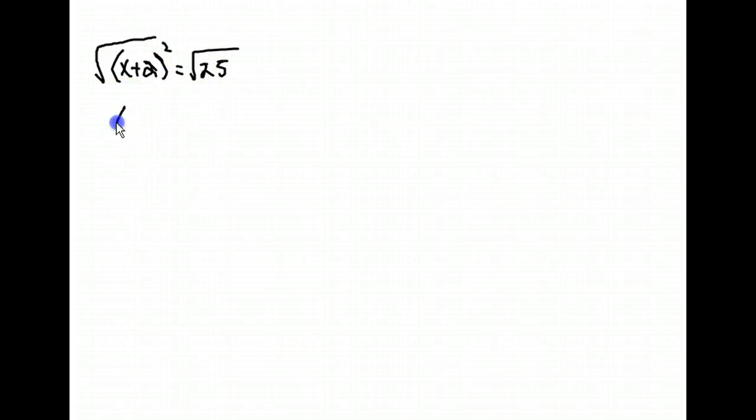So let's say you were given (x plus 2) squared, and that equals 25. So what you would do is you square root both sides to get rid of the square, and you'll just end up with x plus 2 equal plus or minus 5, because the square root of 25 is 5. So that's two equations. So what you would do is subtract 2 from both sides.